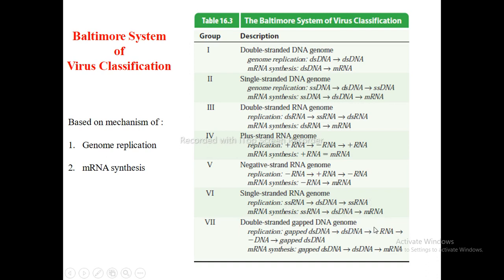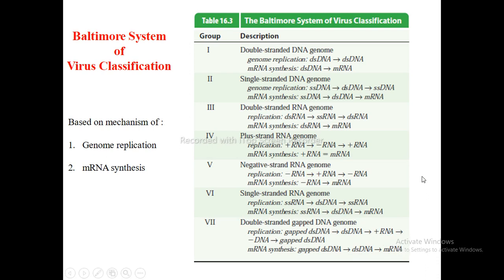Now, double-stranded gapped DNA genome viruses replicate through a double-stranded DNA intermediate. Gapped DNA first gets copied into double-stranded DNA, then it gets transcribed into plus strand RNA, and then it gets copied into minus strand DNA, and then minus strand DNA serves as a template for gapped double-stranded DNA synthesis. So it's a long process. First, gapped dsDNA is converted into dsDNA, then plus strand RNA, then minus strand DNA, then gapped dsDNA. Then mRNA synthesis occurs through a double-stranded DNA copy. First gapped double-stranded DNA converts into double-stranded DNA, and then that gets transcribed into mRNA.